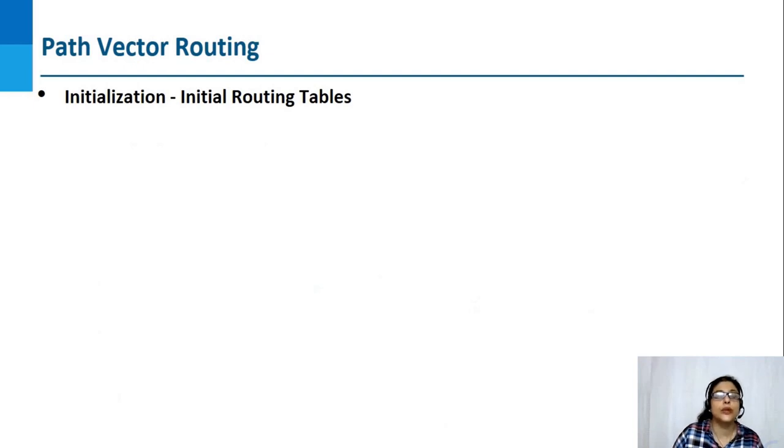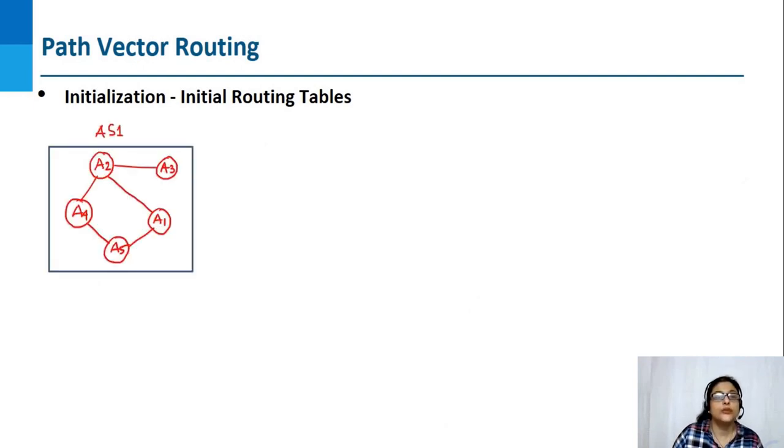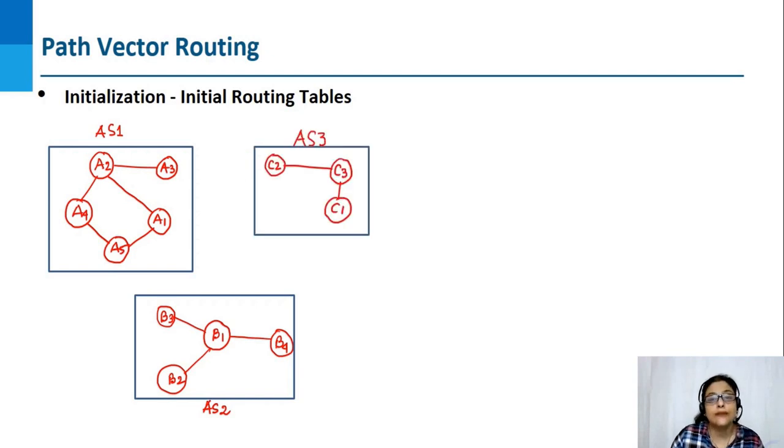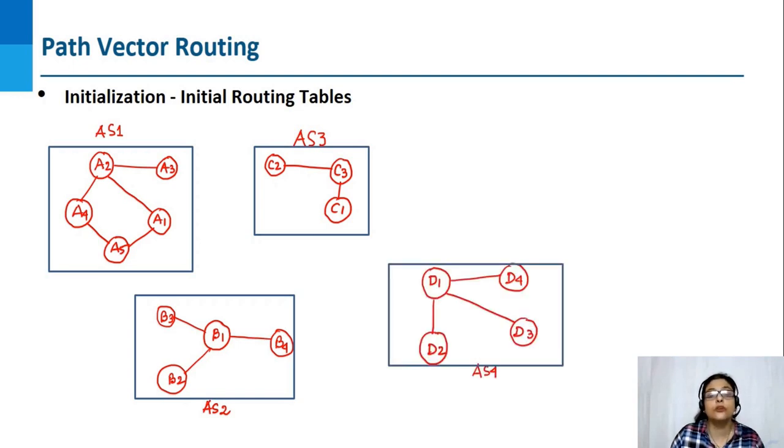So let us first look at the initialization, that is initial routing tables. Let's say we have the autonomous system 1, where there are 5 nodes, A1, A2, A3, A4 and A5. We have this second autonomous system AS2, where there are 4 nodes, B1, B2, B3 and B4. We have the third autonomous system AS3, where there are 3 nodes, C1, C2 and C3. We have the fourth autonomous system, where there are 4 different nodes, D1, D2, D3 and D4.